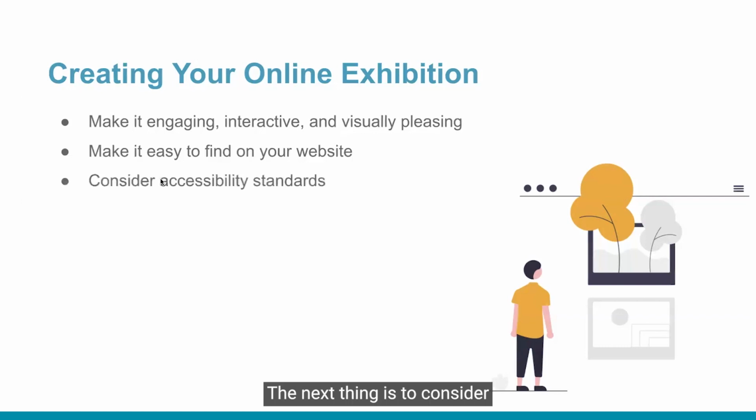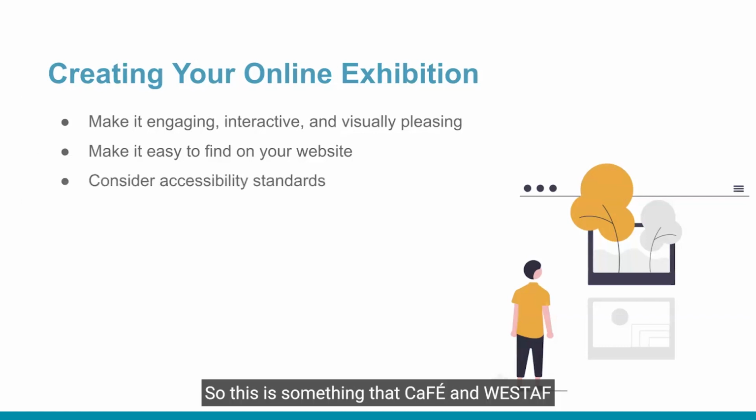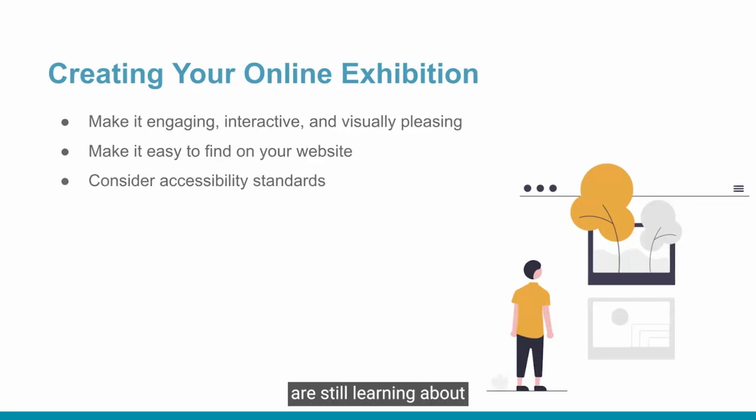The next thing is to consider accessibility standards. This is something that CaFÉ and WESTAF as a whole are still learning about and still trying to implement on our own websites. But there are a lot of things that you need to start considering for making sure your online space is inclusive for people with disabilities. So I'm actually going to insert two links into the chat that I will also include on the recording of this webinar. These are just two online resources to get you started.